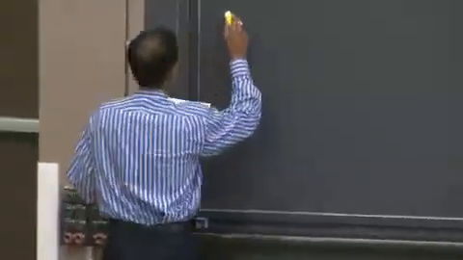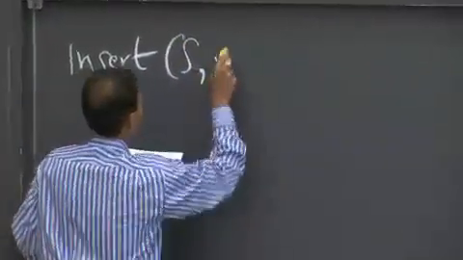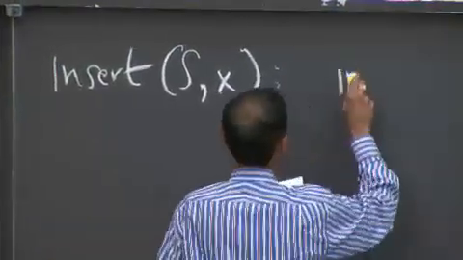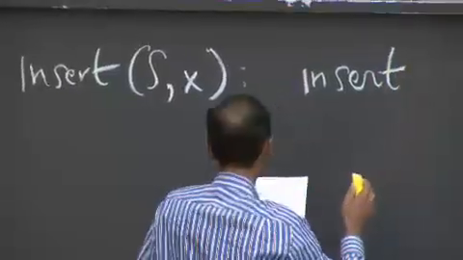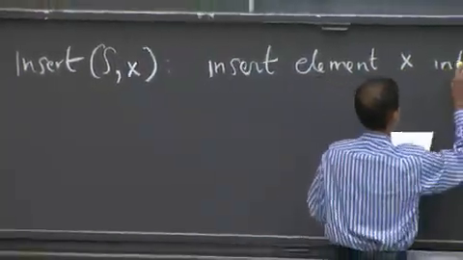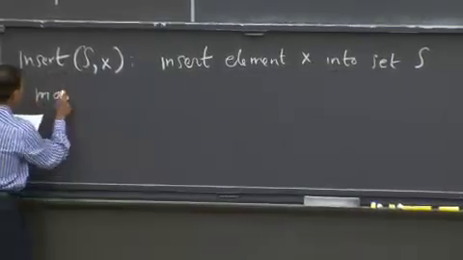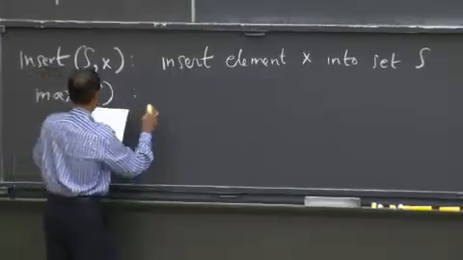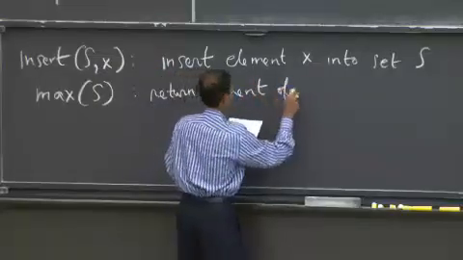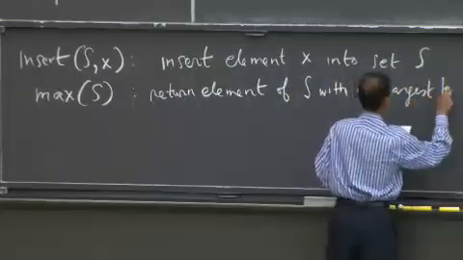And so what is the set of operations that we'd like to perform on a priority queue? We can use that to motivate the development of a heap. And those are insert(S, x). So you have a set of elements S, and you want to be able to insert element x into set S. You want to be able to do max(S), which is return the element of S with the largest key.